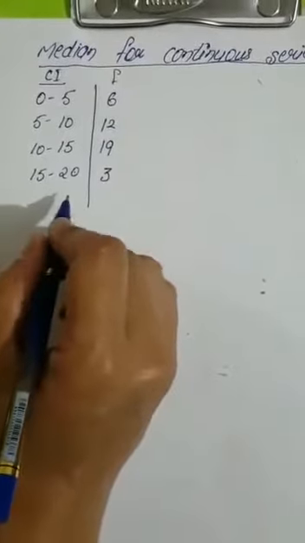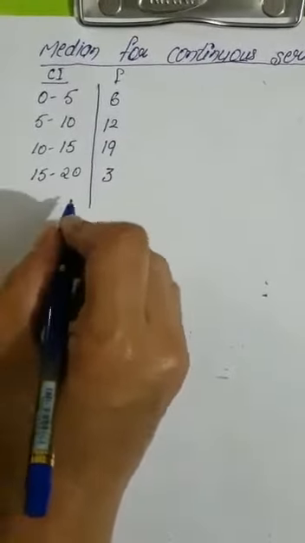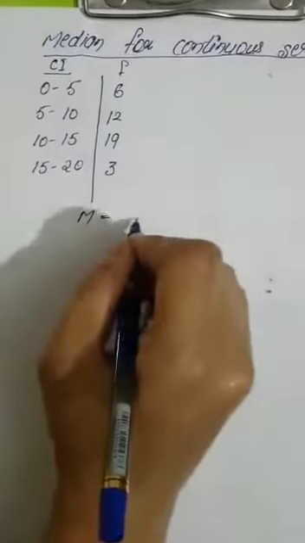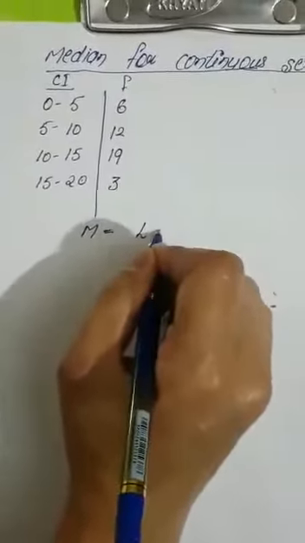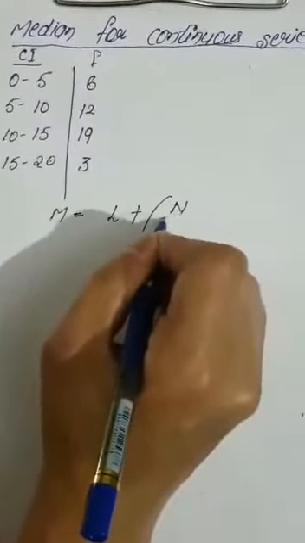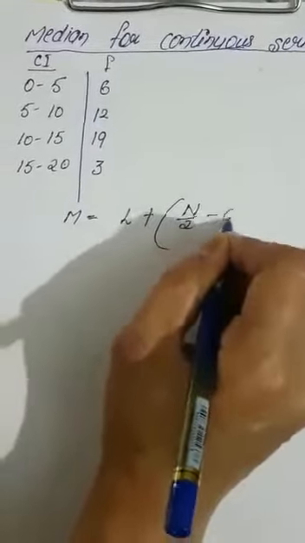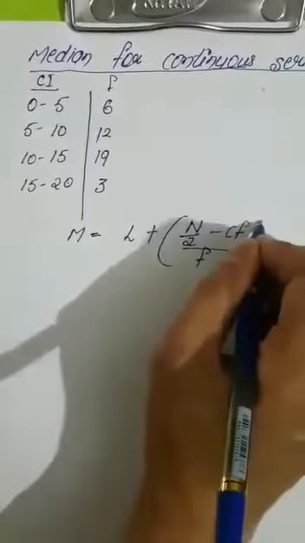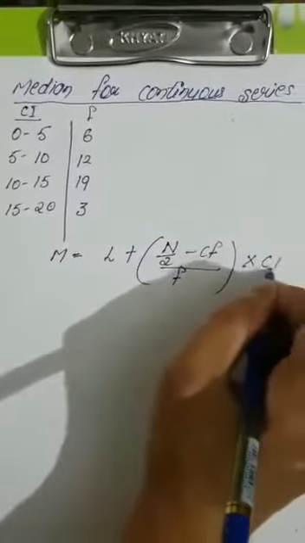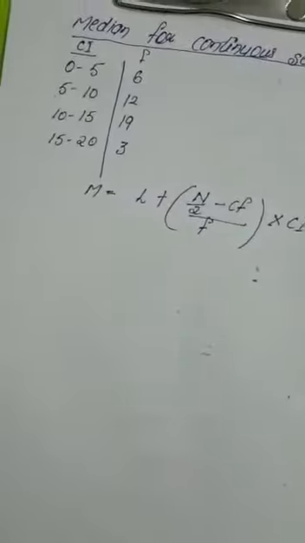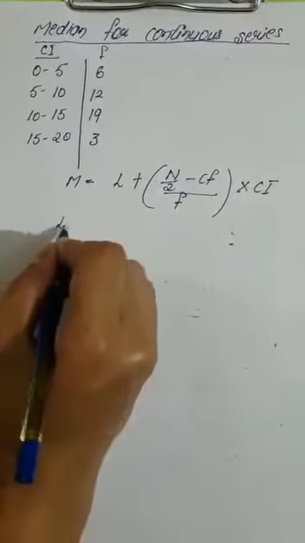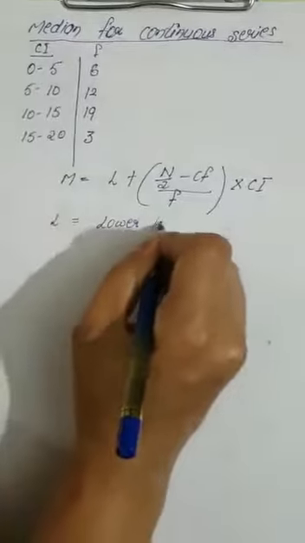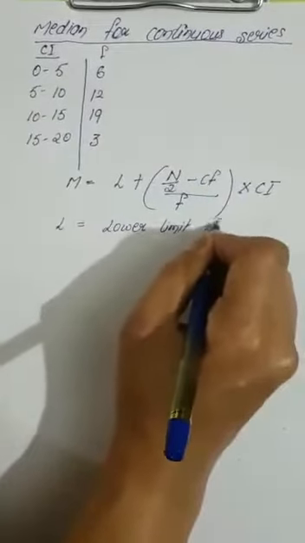So here the important thing is the formula for the median. You have to remember the formula: L plus n by 2 minus cumulative frequency over f, into class interval. Here L is the lower limit of the median class.